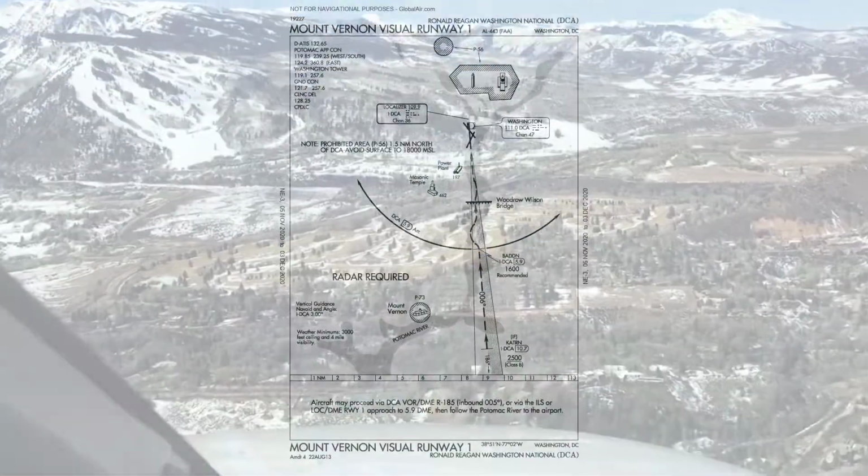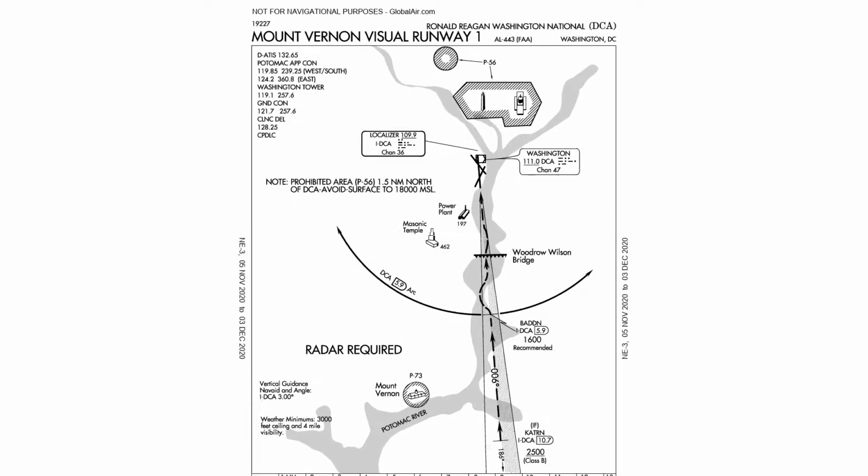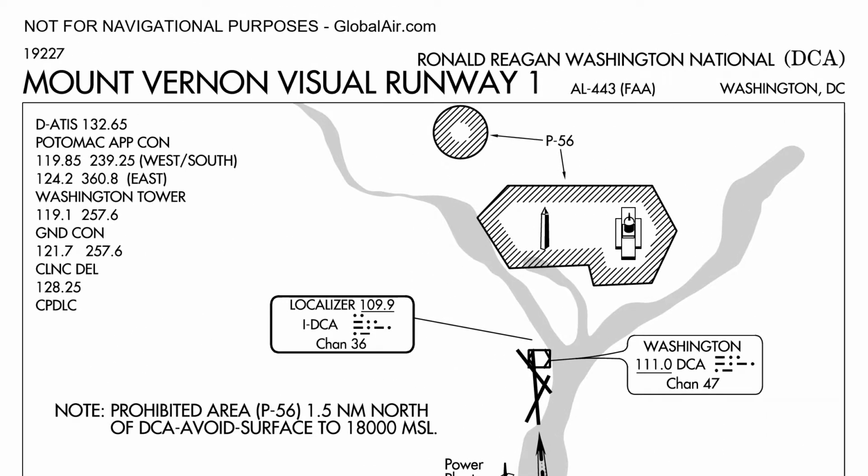Reading the plate for a CVFP is pretty similar to a standard instrument approach procedure with a couple caveats. At the top right will be the official airfield name, the 3-letter identifier, and then below that will be the city in which the airfield is located. To the left of that will be the actual approach name. So in this case, this is the Mount Vernon Visual to runway 1.